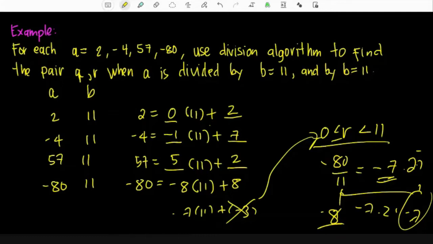So, imbis na negative 7, wag yung integer part yung kukunin. Ang kukunin, yung floor function ng quotient. So, ang floor function ng negative 7.21, negative 8. Again, ang floor function, yun yung integer na less than or equal dun sa value ng quotient.